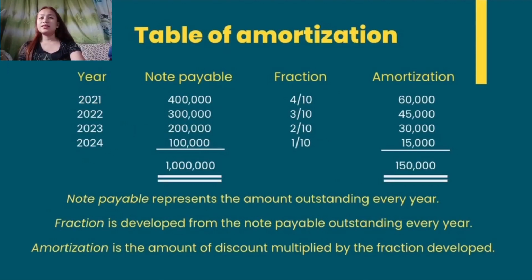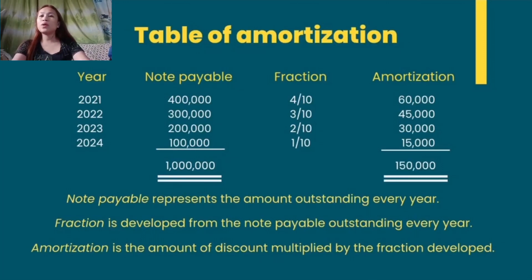So here is the table of amortization for year 2021 until 2024. It shows note payable, fraction, and amortization. Note payable represents the amount outstanding every year, and the fraction is developed from the note payable outstanding every year. Amortization is the amount of discount multiplied by the fraction developed.